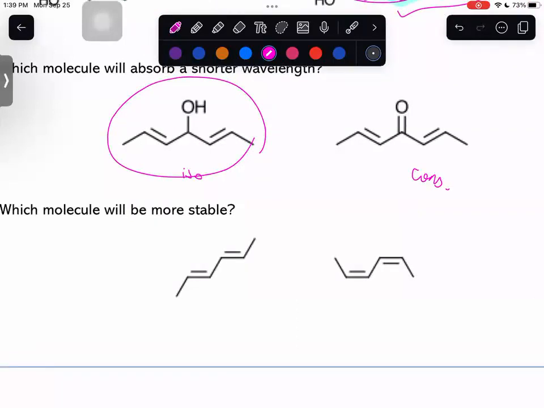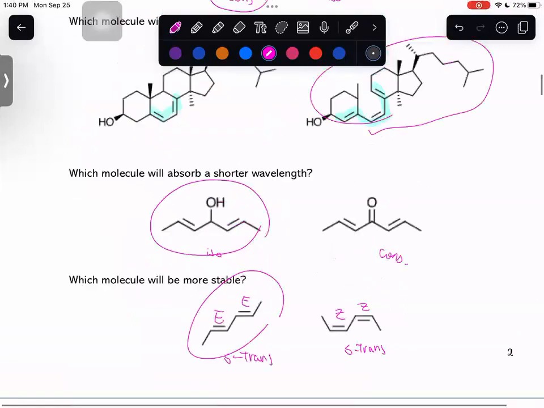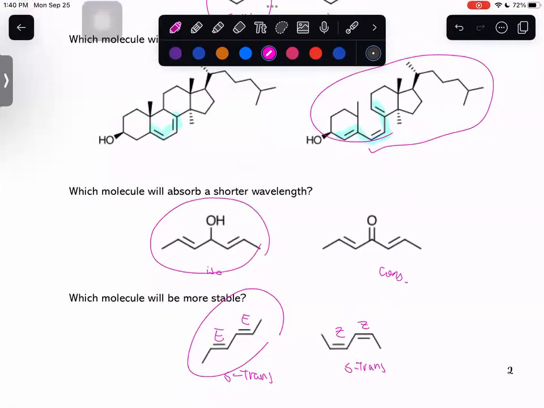Between those two, which one is more stable? Should be pretty simple. So this one is going to be as trans and both double bonds are E. So this one is the most stable one. The other one is also as trans, but they are both in the cis configuration. So again, same process. The more trans you are, the better it is. So far, questions on that? We're good?